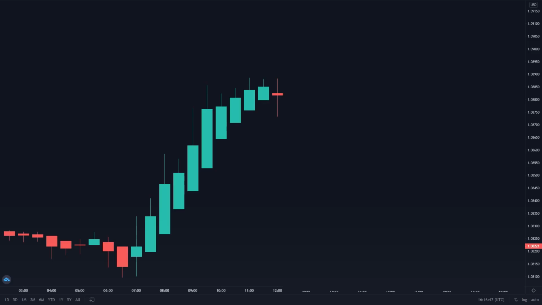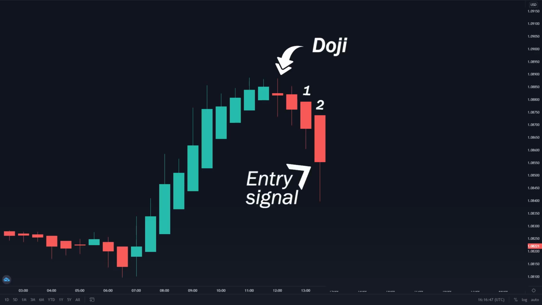In this chart, we have an existing uptrend and a doji candle. So what we want to do is wait for a candle with the opposite color of the trend. In this case, a red candle to appear 2 times, and both of the candles need to have only one shadow. So this will be our entry signal. In this case, we take a sell position.